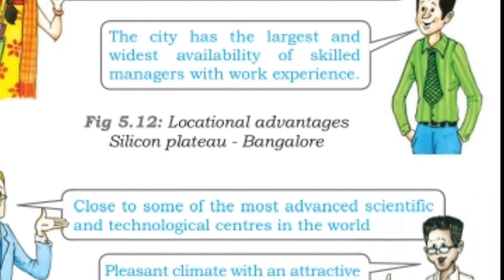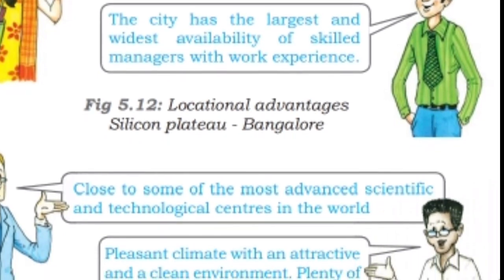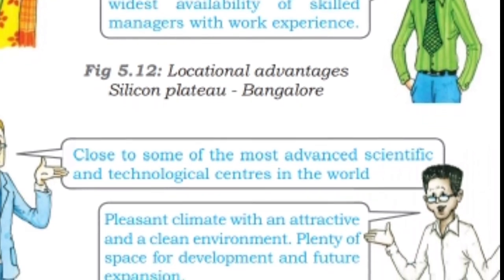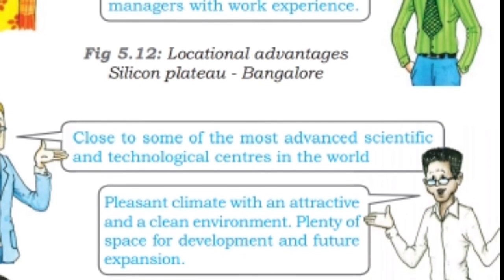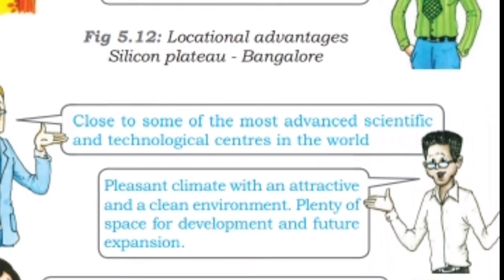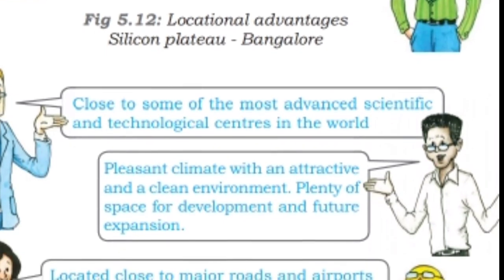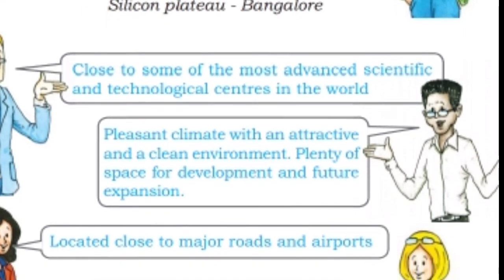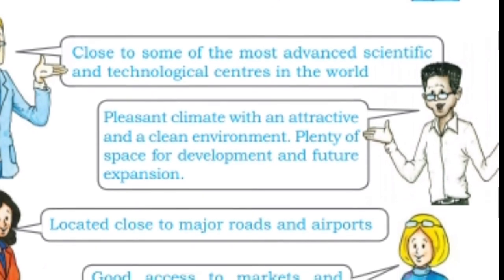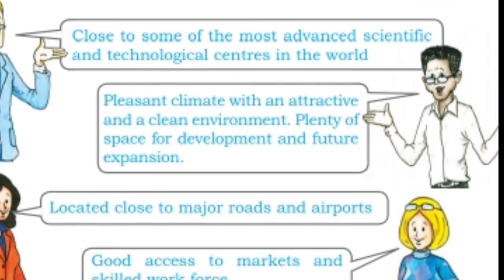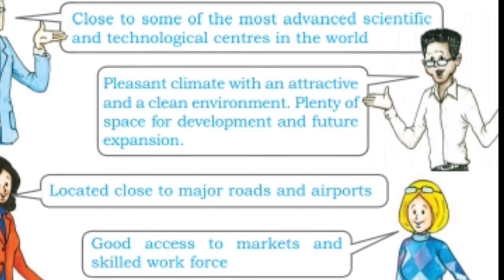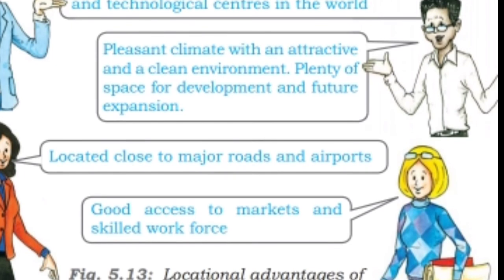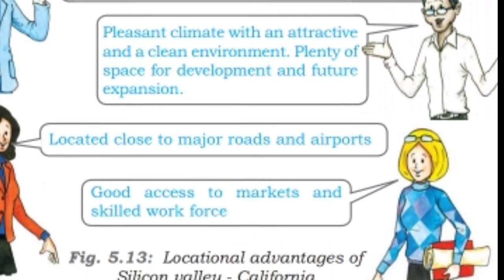Locational advantages of Silicon Valley, California. Close to some of the most advanced scientific and technological centers in the world. Pleasant climate with an attractive and clean environment, plenty of space for development and future expansion. Located close to major roads and airports, good access to markets and skilled workforce. These are the locational advantages of Silicon Valley, California.